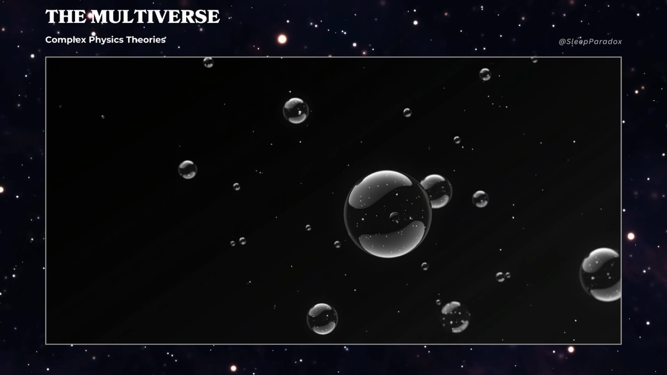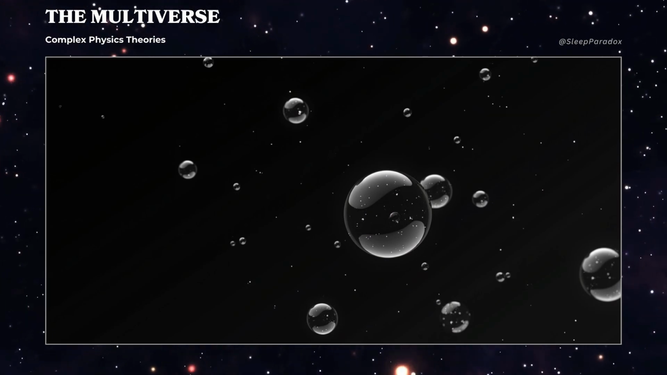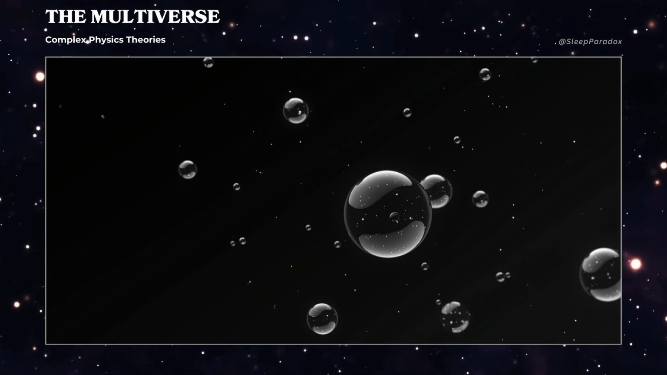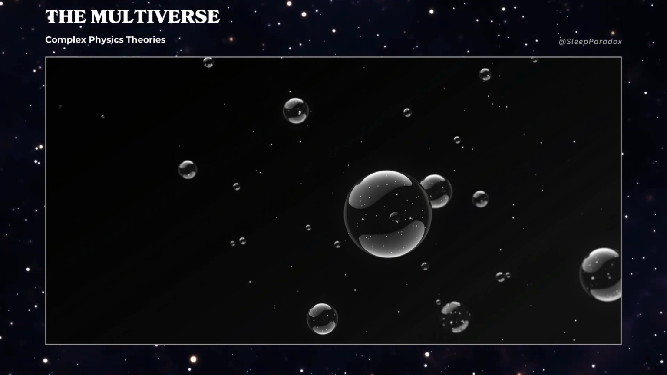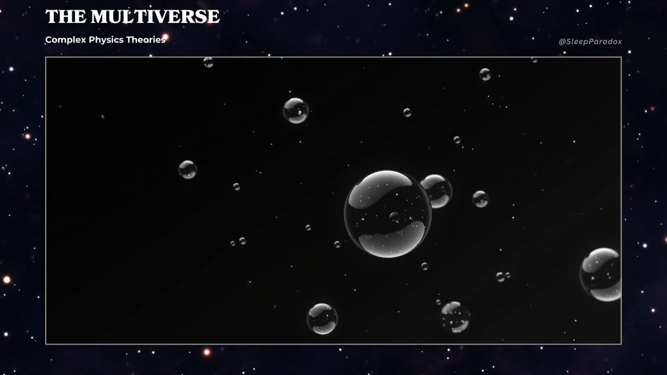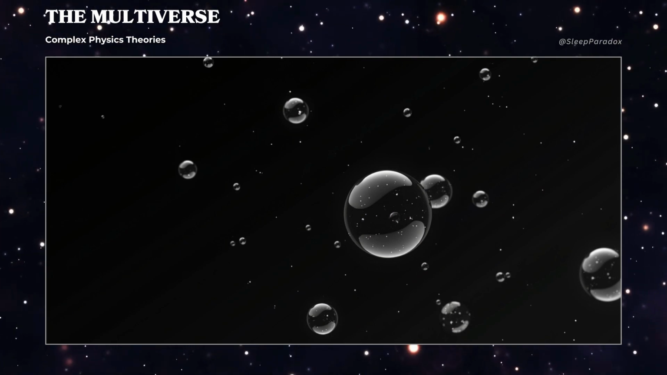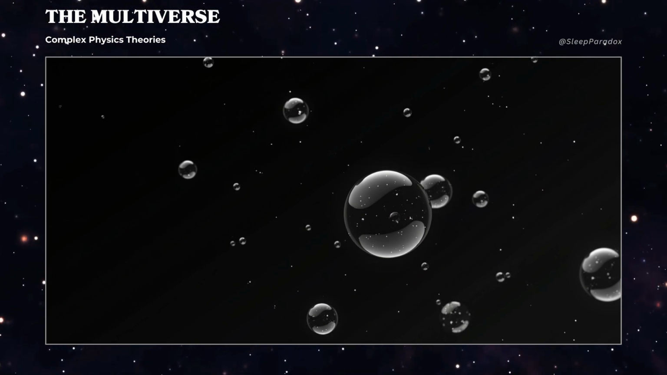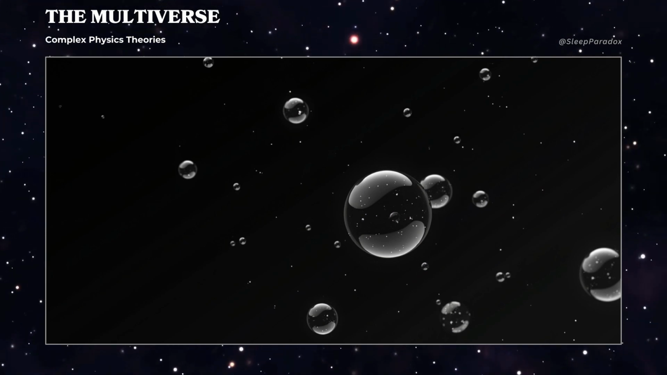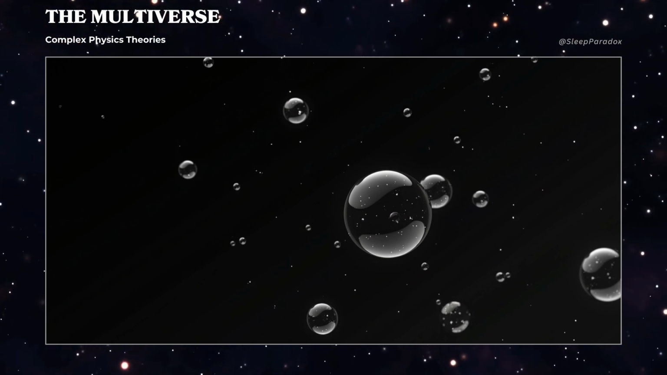The multiverse. The multiverse is the idea that our universe might not be the only one. Instead, it could be just one region, one bubble, within a much larger reality that contains many other universes, each with its own laws of physics, constants, and possibilities. It's a concept that stretches the imagination, but it also arises naturally from several well-established areas of theoretical physics.